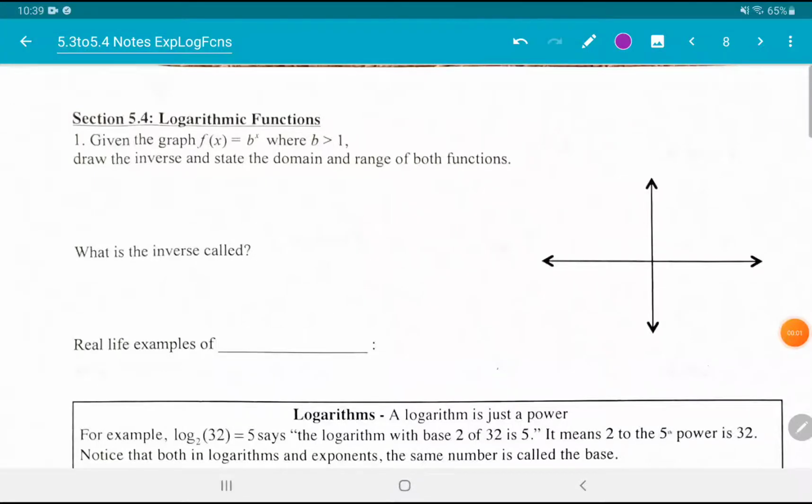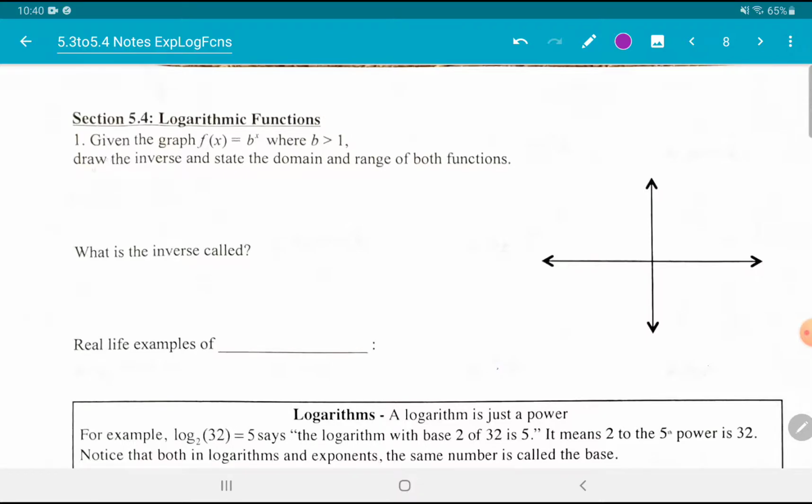What is a logarithm? Let's graph the exponential function to find out. Given the graph f of x equals b to the power of x, b is greater than 1, so we know that we have exponential growth. Let's graph it and also graph its inverse.